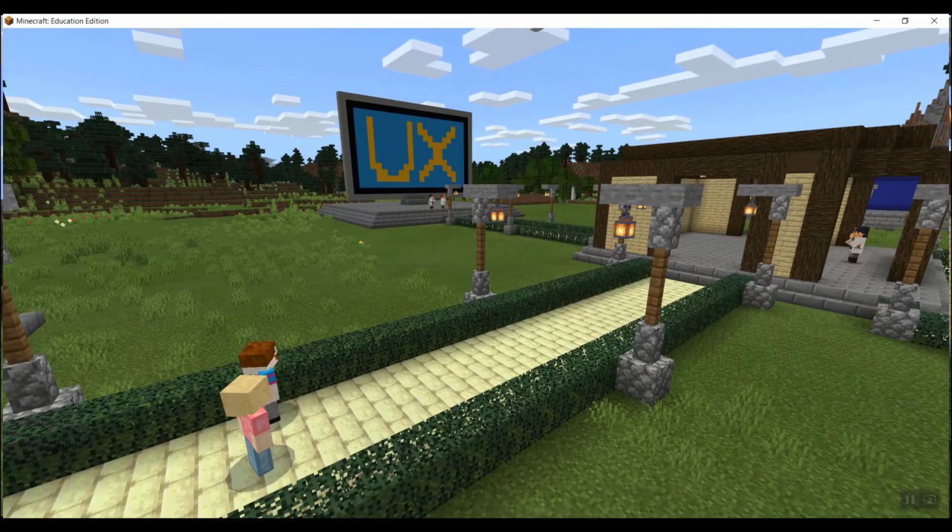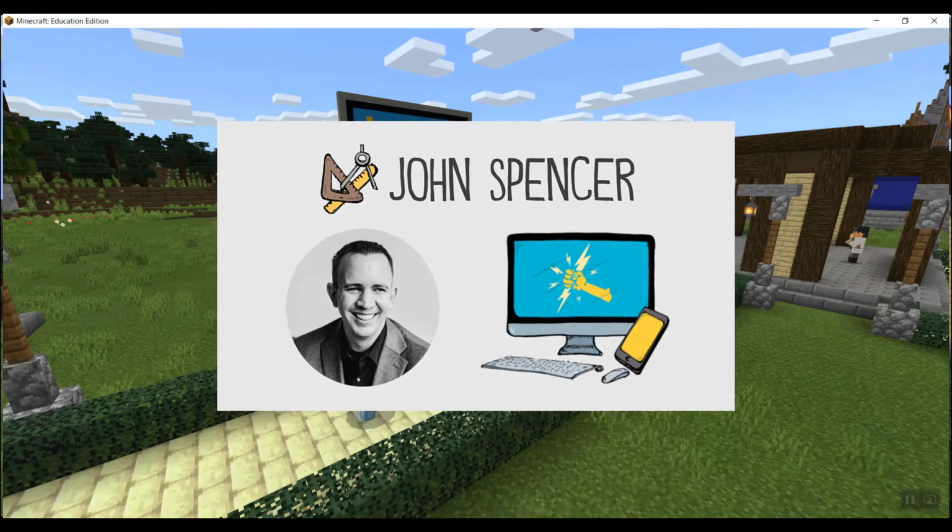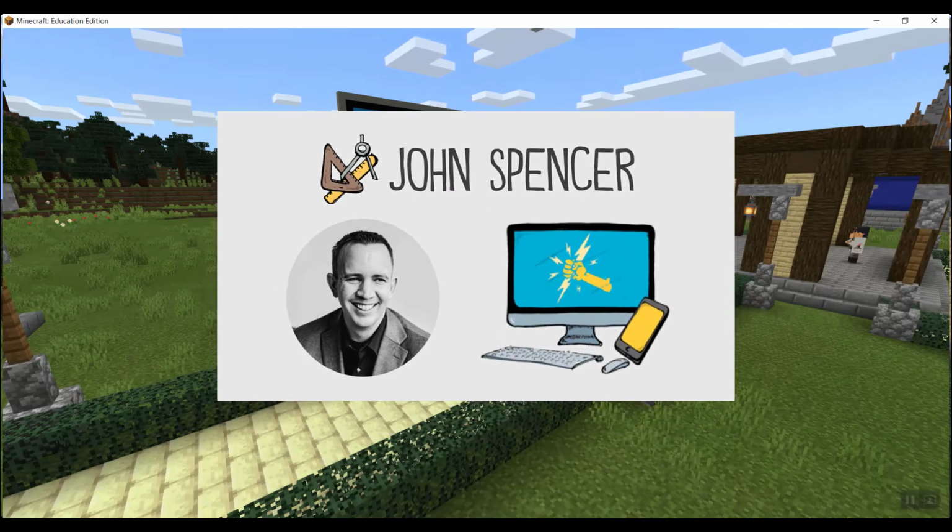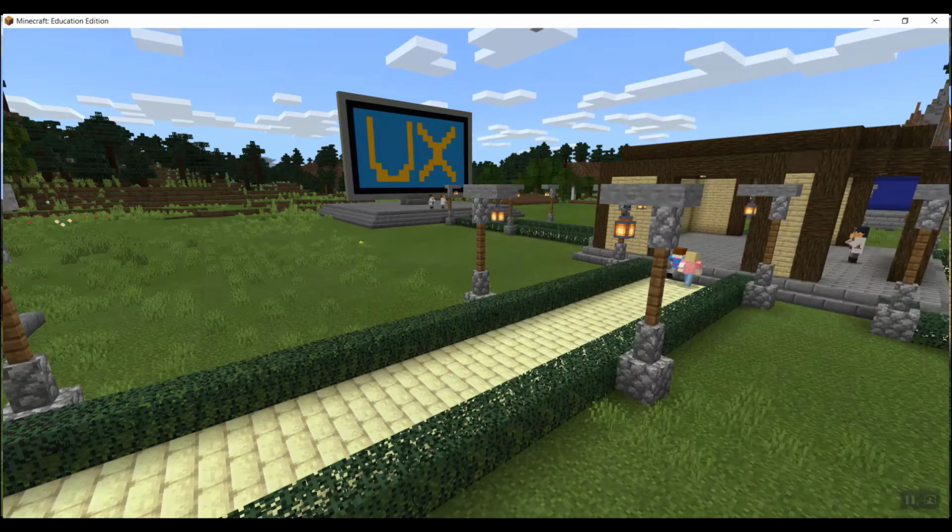Hey, check out that computer screen with the UX on it. Where have I seen that before? I think that's similar to the logo on the homepage of John Spencer's website. And the UX probably stands for UX design. Remember when I wrote a blog post about that? Oh yeah, let's head over there and check it out.